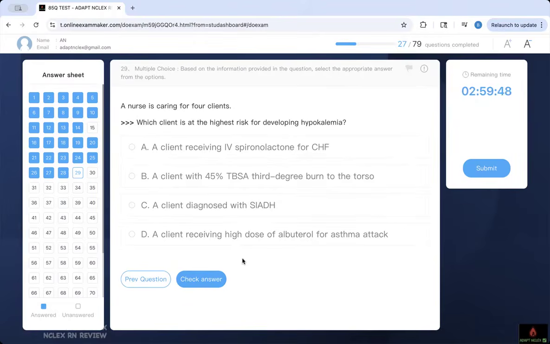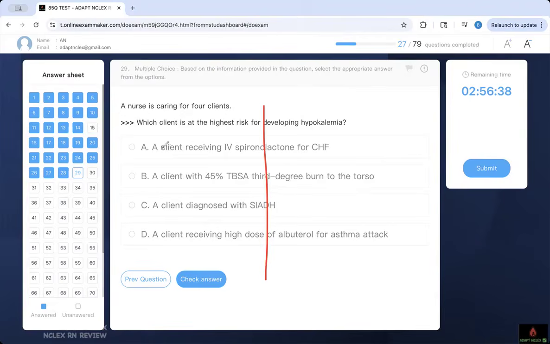Which client is at higher risk of developing hypokalemia? You know the content. Don't worry. You say, how am I going to solve this? A client receiving IV spironolactone for CHF. A client with 45 percent third-degree burns to the body. A client diagnosed with SIADH. A client on high-dose albuterol for an asthma attack. Sometimes you see this question and say, what are they trying to do to me?